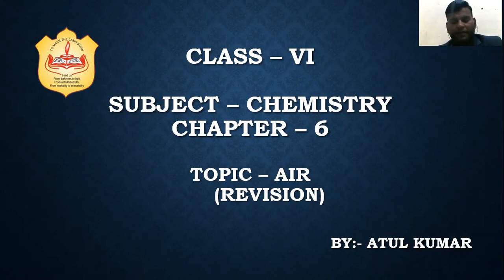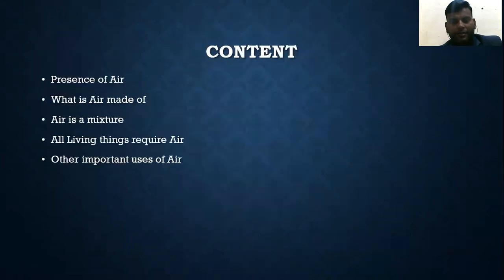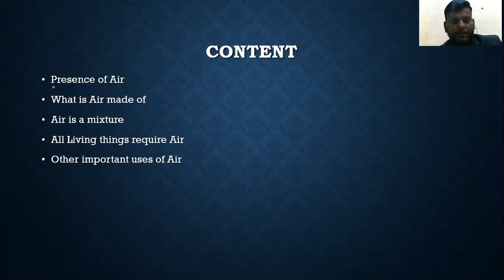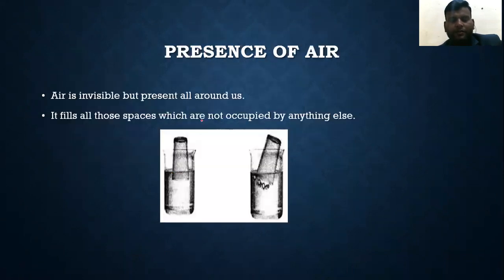So the topics that we will discuss in this chapter are, as you can see the content here: first the presence of air, then what air is made up of, then air is a mixture, then all living things require air, and last we will discuss other important uses of air. So we'll start with the first one, the presence of air.